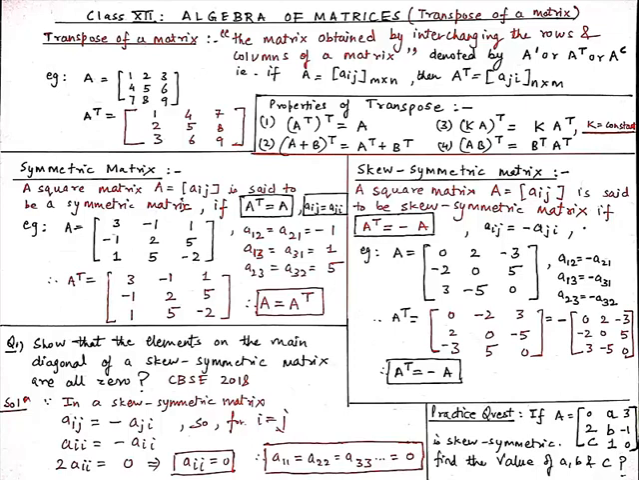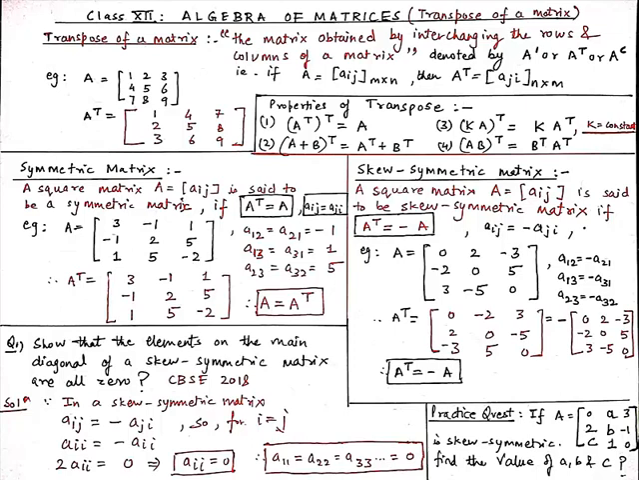So when we transpose this A matrix, our rows will become columns. So 3 minus 1 1 will become column of our transpose matrix. Second row of A matrix will become second column of our transpose matrix and third row of A matrix will become third column of our transpose matrix. So from here we can see that A and A transpose both are same.